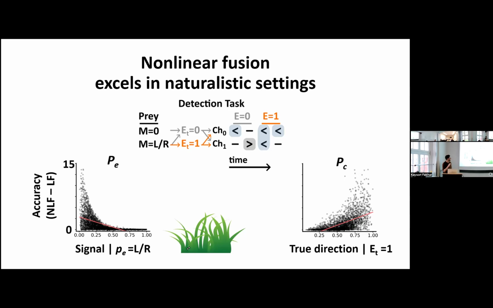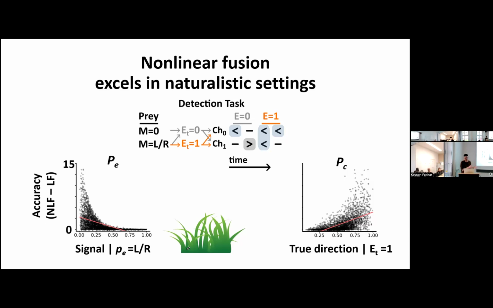And then the difference can actually be quite large. So in this case, we see up to 15% difference in accuracy, depending on the parameter sets. Interestingly, this difference is largest when PE, this first parameter, is low, which is the probability the prey emits signals. And the difference is also largest when PC is high, which is the probability that prey provide reliable information about the direction of motion. So it's the probability that if the prey is moving left, it provides left signals compared to right signals.